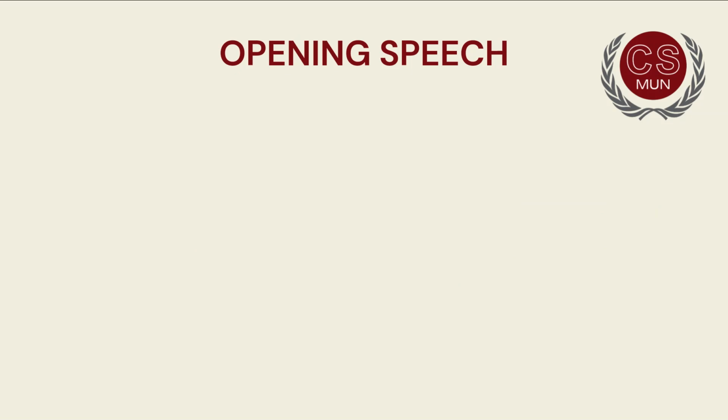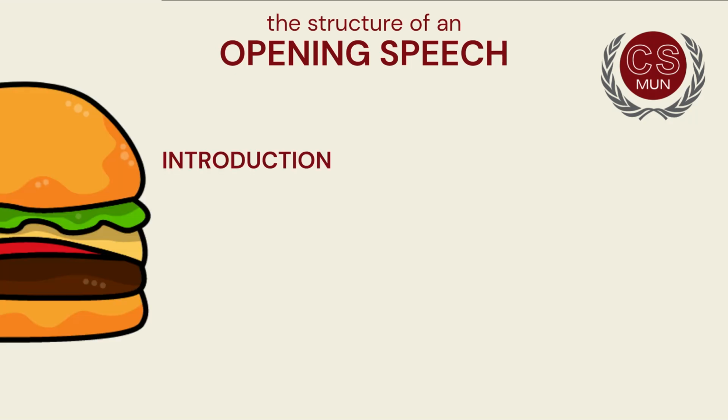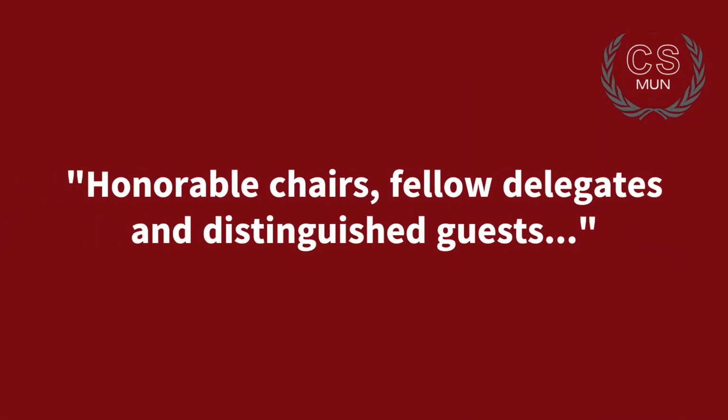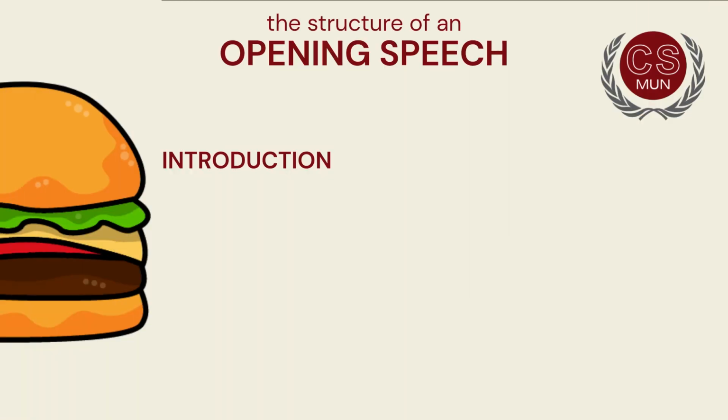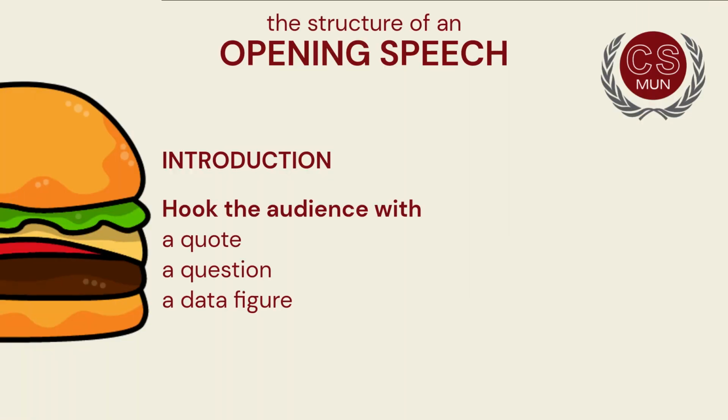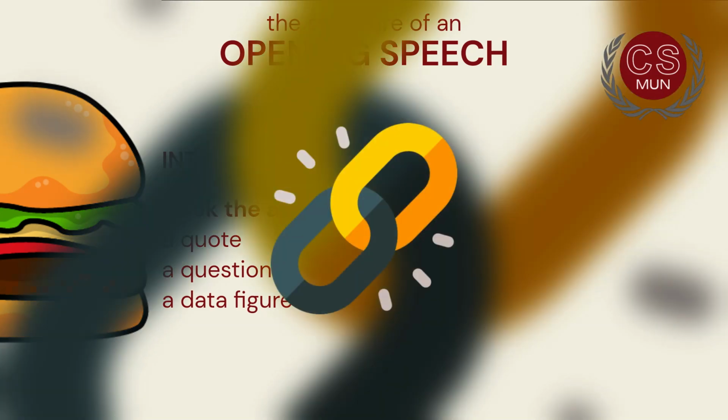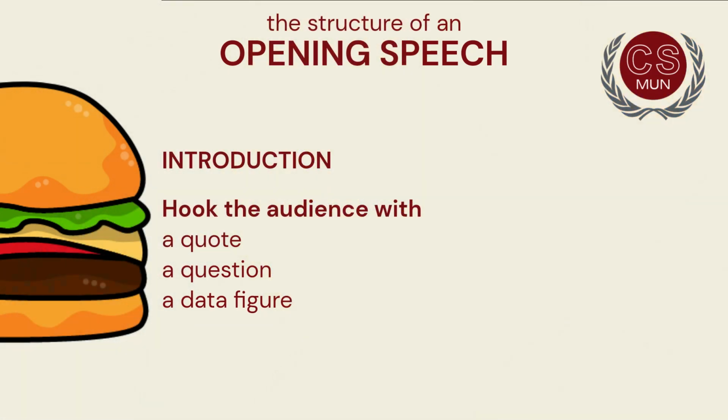Now, let me elaborate on the structure of an opening speech. Typically, an opening speech consists of three main parts: the introduction, the body, and the conclusion. In the introduction, you should begin by addressing the Honorable Chair, fellow delegates, and distinguished guests. You can grab their attention by sharing an interesting quote, a thought-provoking question, or an impressive data figure. This helps create a connection with the audience and makes them eager to listen to your perspective.